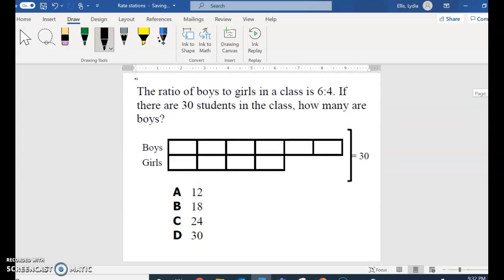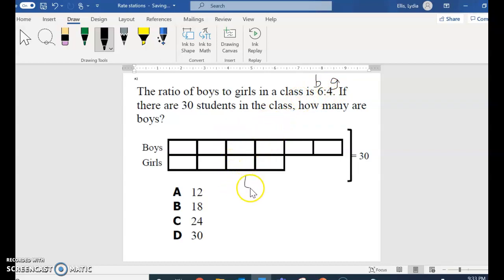So here, the ratio of boys to girls in class is 6 to 4. If there are 30 students in class, how many are boys? So first, look at your ratio and label your ratio. There are 6 boys. There are 4 girls. Now, again, 2 ways to solve this.